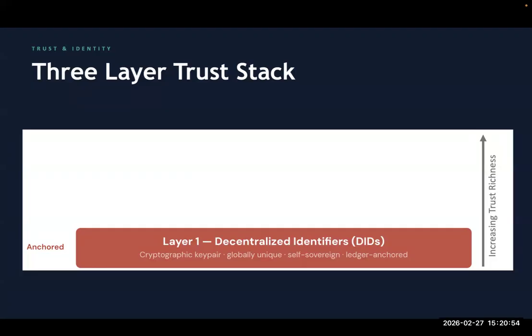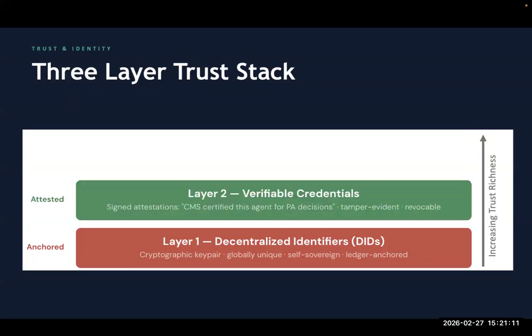And this is just the first layer, right? But authentication alone does not establish authorization or qualification. Knowing that you're genuinely talking to a clinical evidence agent does not tell you whether the clinical evidence agent is certified to make clinical determinations. So that gives you the second layer. This is where verifiable credentials come in.